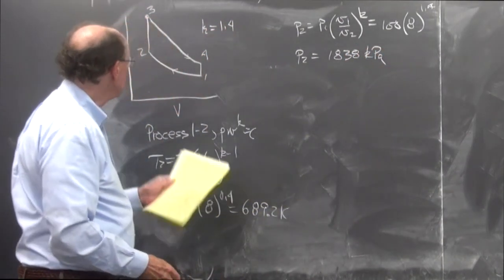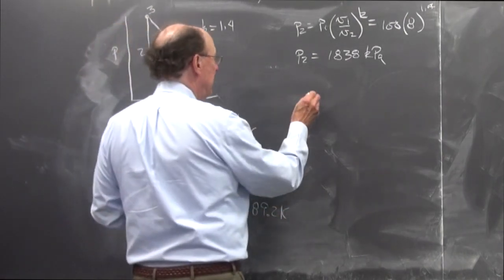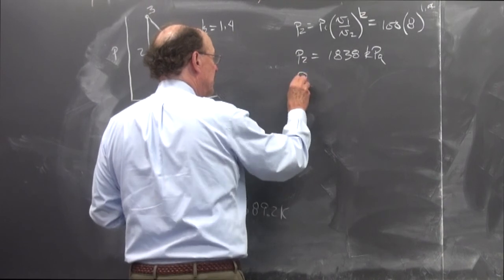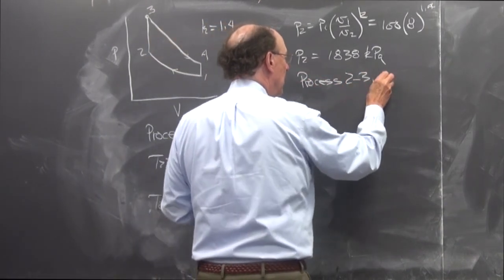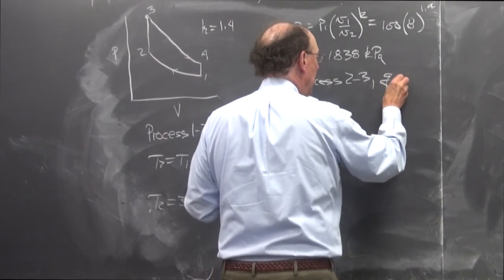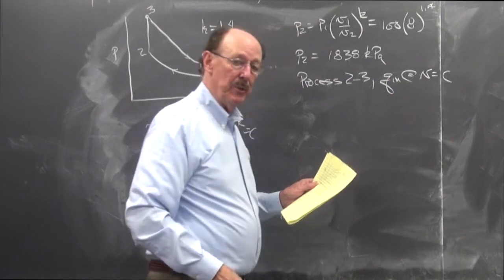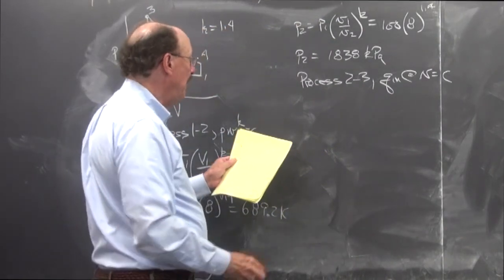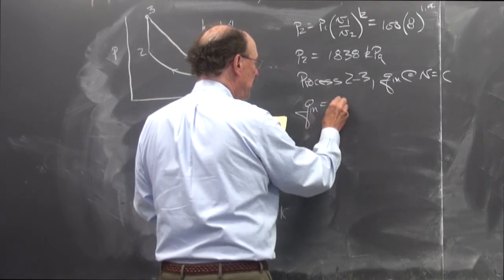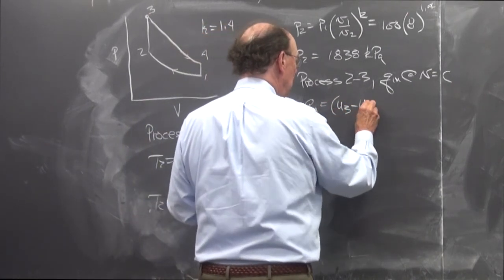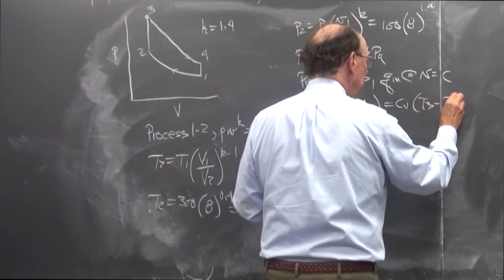And the process from 2 to 3 is heat in at constant volume. So process 2 to 3, Qn at V equals C. And so I know that Qn for V equals C is equal to U3 minus U2, which is equal to C sub V times T3 minus T2.